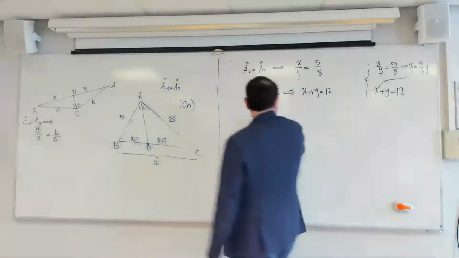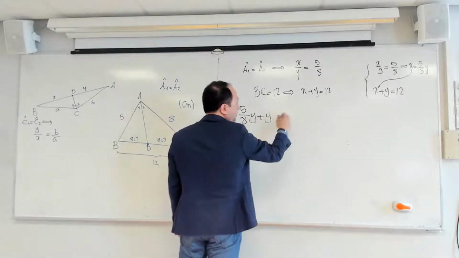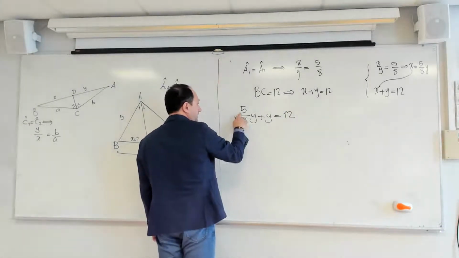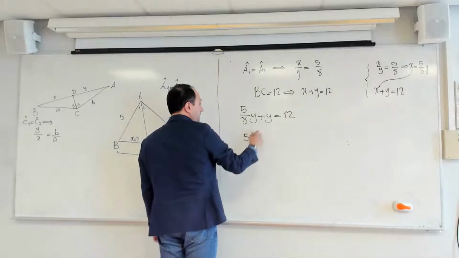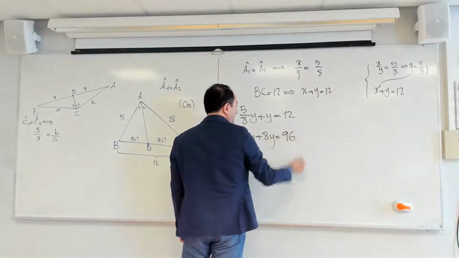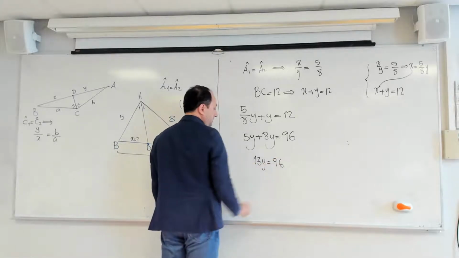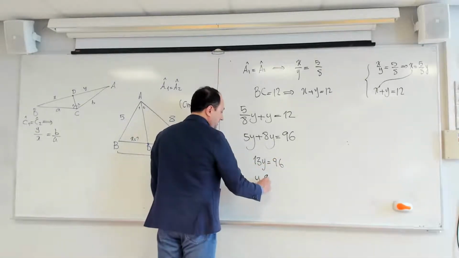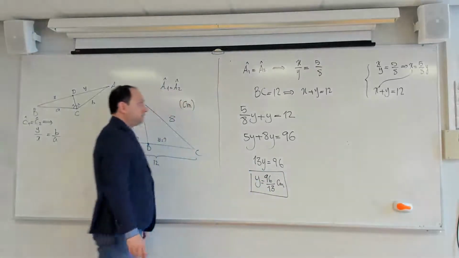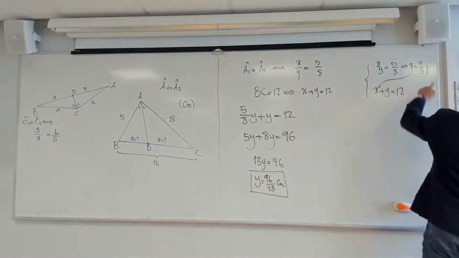So if I put it here, it becomes 5/8 y plus another y is equal to 12. To get rid of this fraction, let me multiply everything by 8. This becomes 5y plus 8y is equal to 96. So if I add them, it becomes 13y is equal to 96. And then y becomes 96 divided by 13 centimeters. This is my y, and then I put it back into that equation to find x.